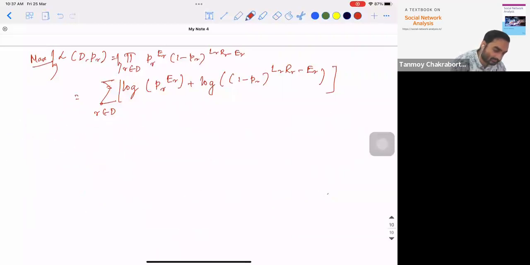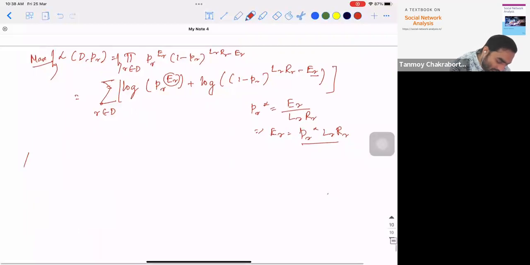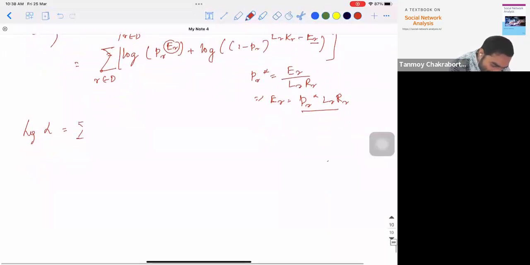So PR star is ER by LR times RR. Therefore, ER is PR star times LR RR, right? So I replace ER here by this one. Okay, so my log likelihood is essentially ER.